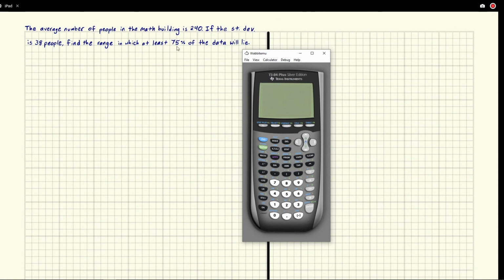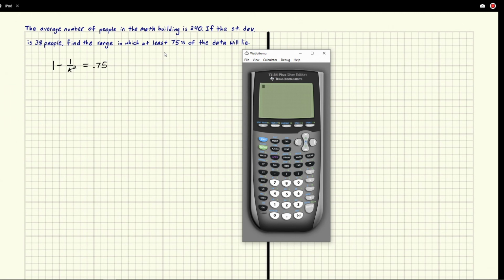Chebyshev's theorem. So Chebyshev's theorem says that if we want to find a percentage in which at least some amount of the data set lies, you can use this handy dandy formula: 1 minus 1 over k squared, where k is the number of standard deviations required to produce what we want. So in this case, we want 0.75. We want 75%. So if we choose to solve this, we can get this.